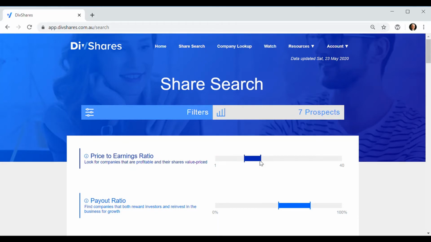For beginners, I suggest you start with a PE between 10 and 15, aiming to find companies that are undervalued. To change the settings on any filter, just click on the minimum or maximum levels and drag it to your preferred settings.